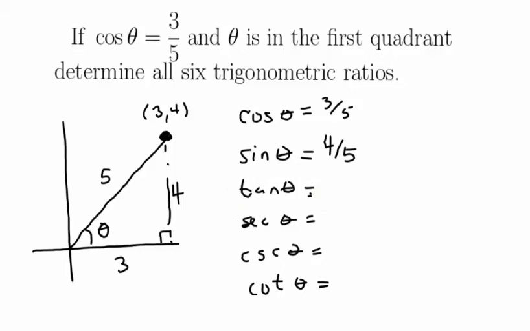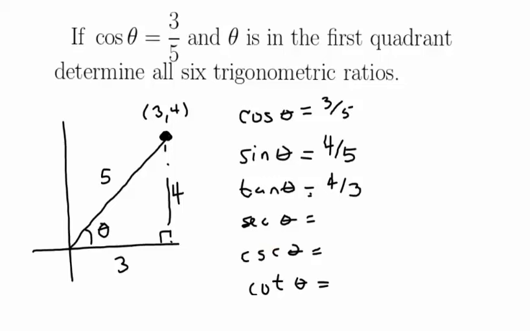Next up we have tan theta, which is sine theta over cosine of theta. Or if we come to our reference angle, tan of theta is given as the opposite side over the adjacent side. So tan of theta should be 4 over 3.